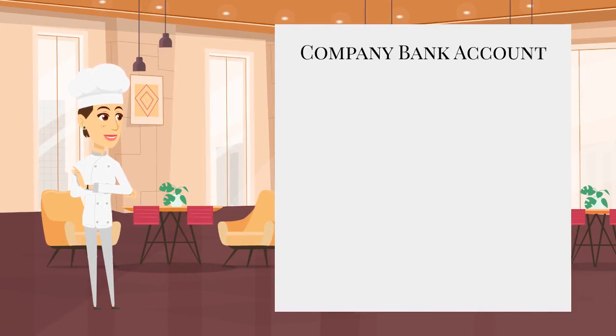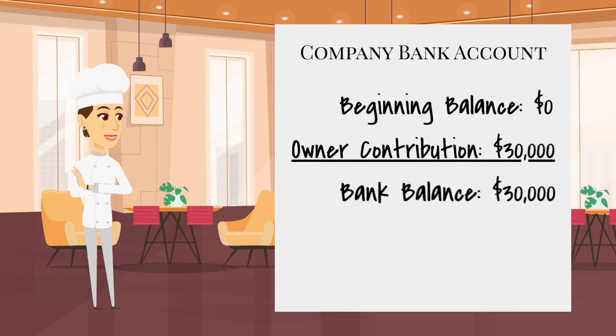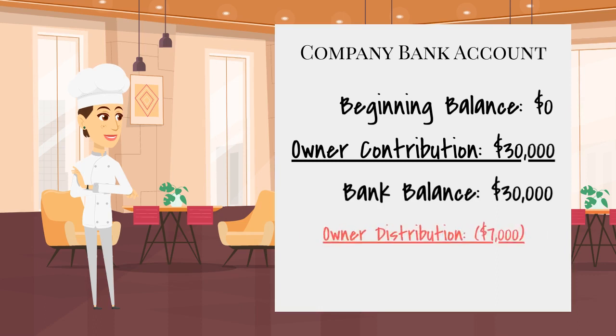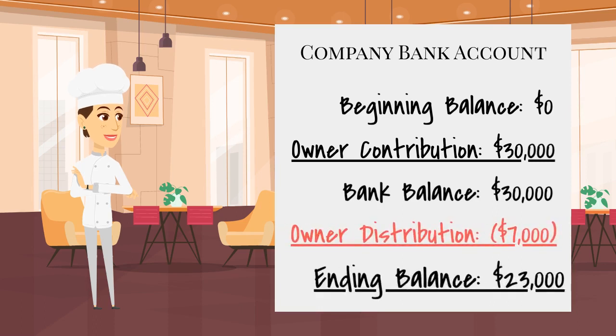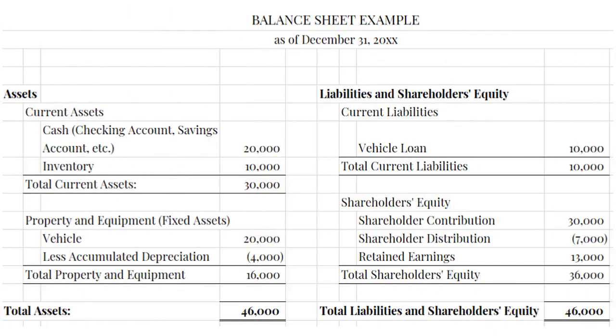Contributions are when the owner contributes money to the company. So let's say that our chef transferred $30,000 of their personal money to get the business started in year 1. And then in year 2, our chef decided to take out $7,000 of company money for personal use. So basically, contributions are when the owner puts money into the company, and distributions are when the owner takes money out of the company.